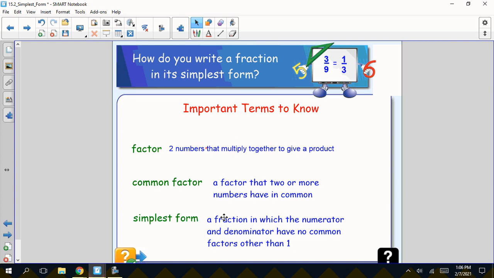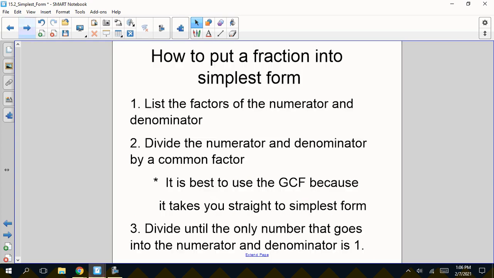Now, to put a fraction into simplest form, here's what we're going to do. There's just a couple steps, and it really refers back to the GCF lesson. That's why these two are paired together. To put a fraction into simplest form, you first need to list the factors of the numerator and the denominator. As you get good at this, you can start listing those in your head, but for now, we're going to write the lists out and then compare them. So we want to list all the factors, all the numbers that multiply to give us the numerator, and all the numbers that multiply together to give us the denominator.